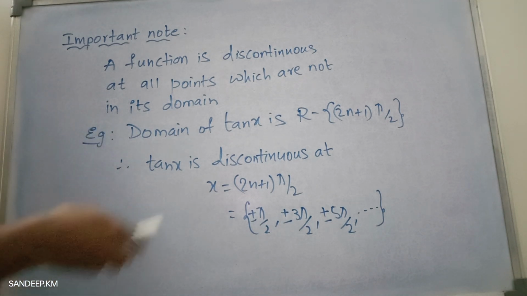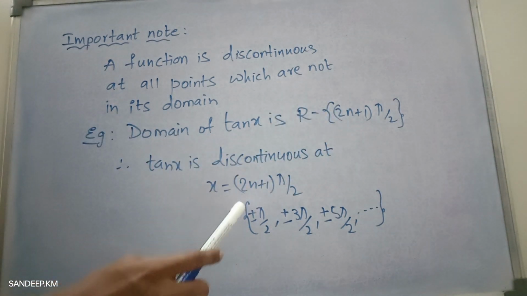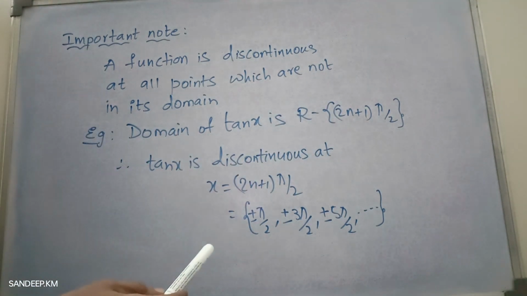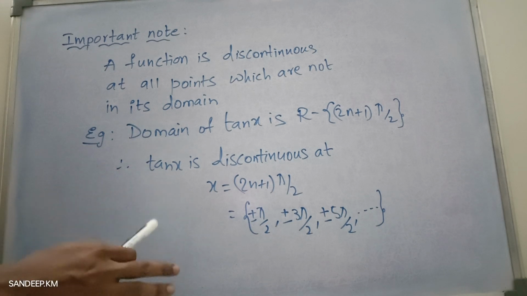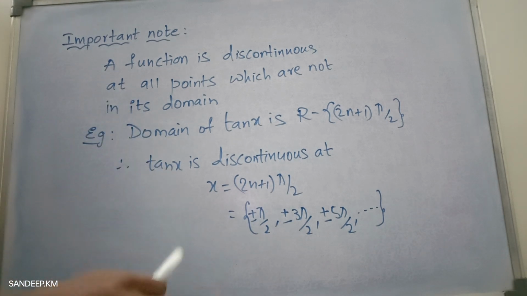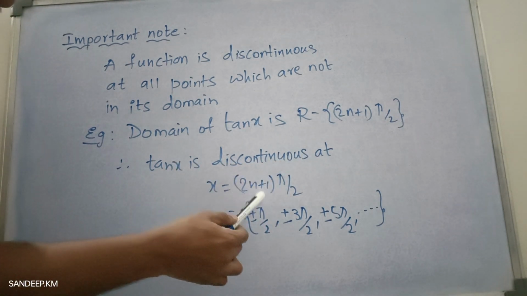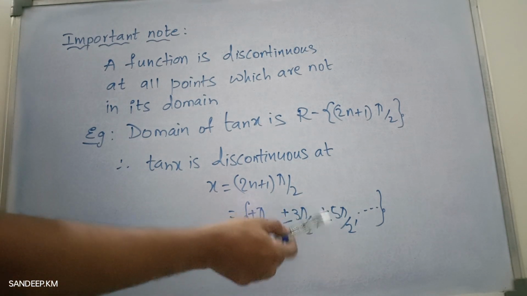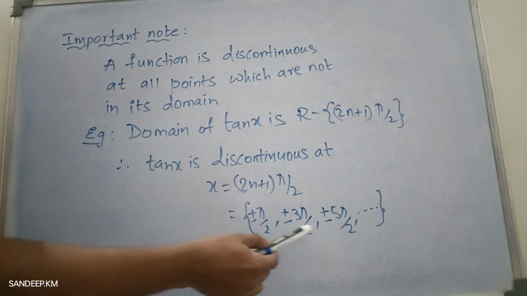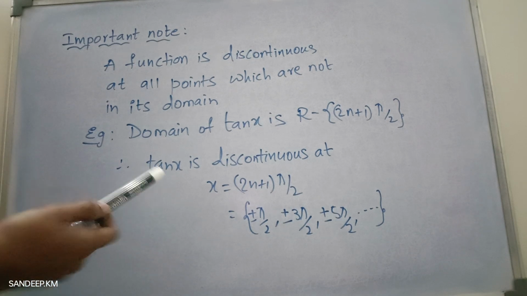I will give you an example. We know that the domain of tan x is any real number except odd multiples of pi by 2. Domain of tan x, correct or not? So in the domain of tan x, we don't have odd multiples of pi by 2. x cannot be pi by 2 or 3 pi by 2, 5 pi by 2, etc. Therefore tan x is discontinuous at those inputs where x is an odd multiple of pi by 2. So what are they? Plus or minus pi by 2, plus or minus 3 pi by 2, plus or minus 5 pi by 2, and so on. All these inputs are not in the domain of tan x, so at all these inputs, tan x is discontinuous.